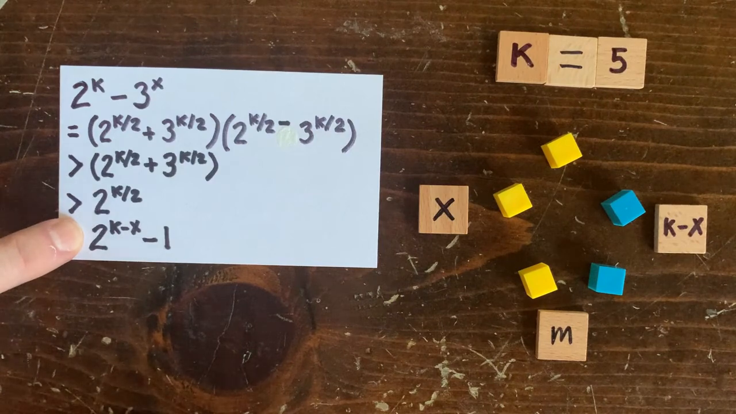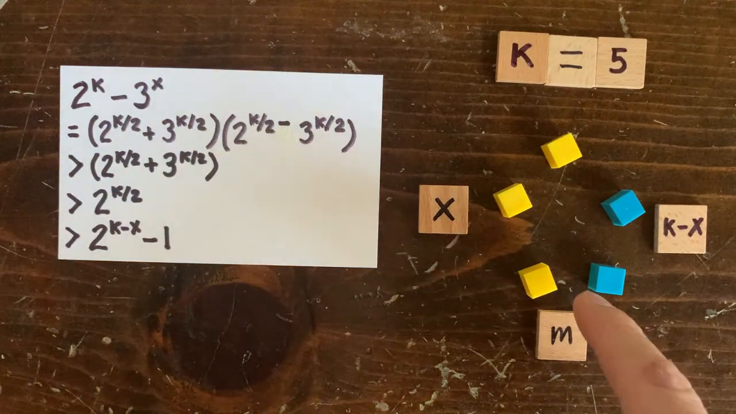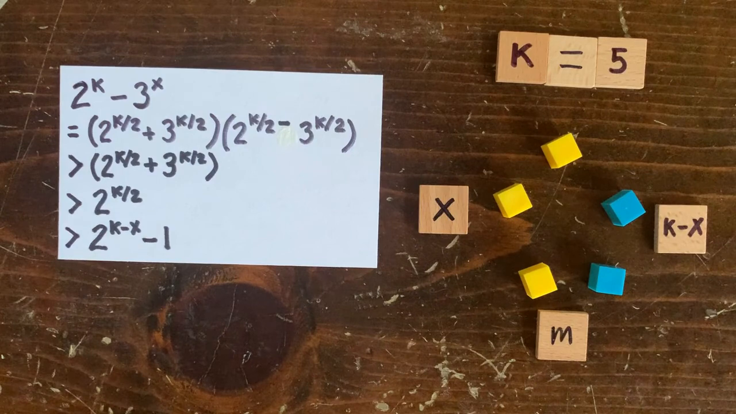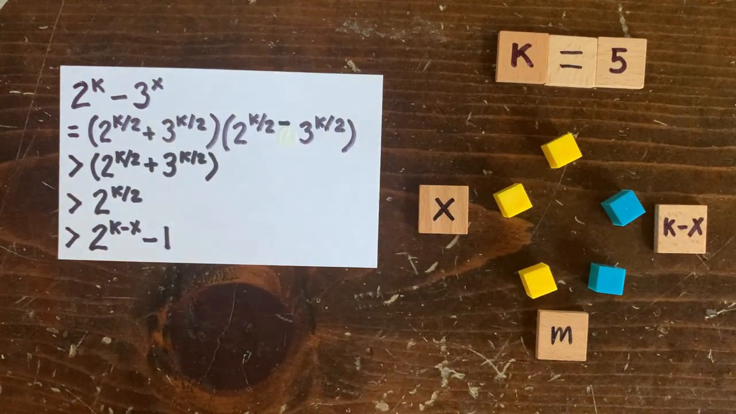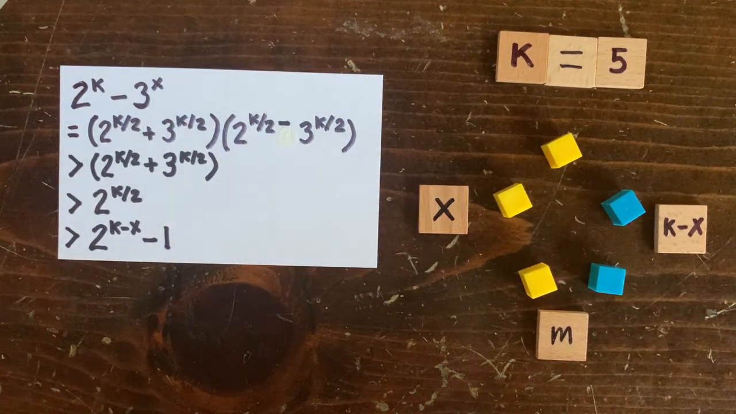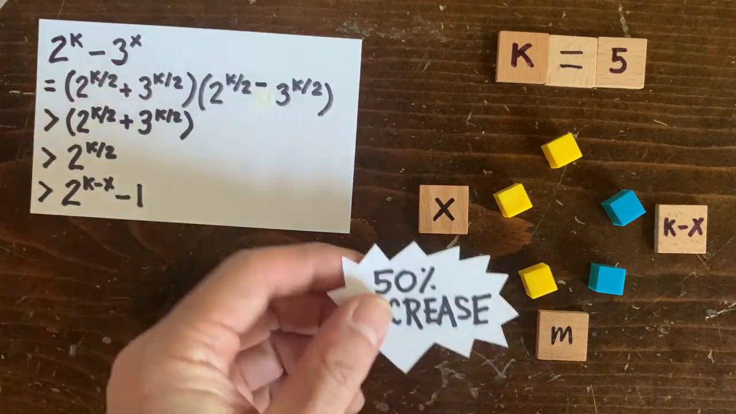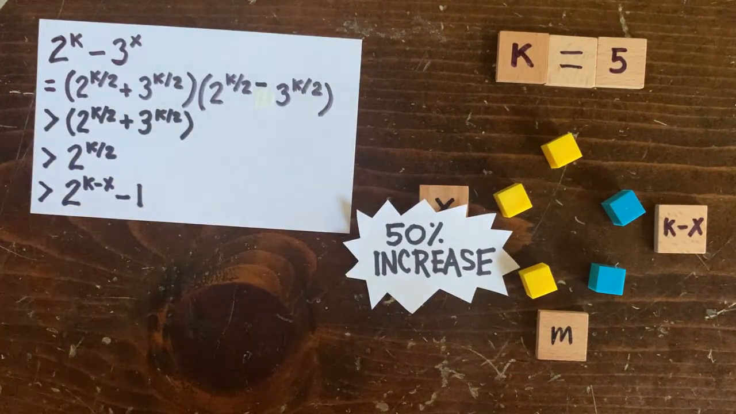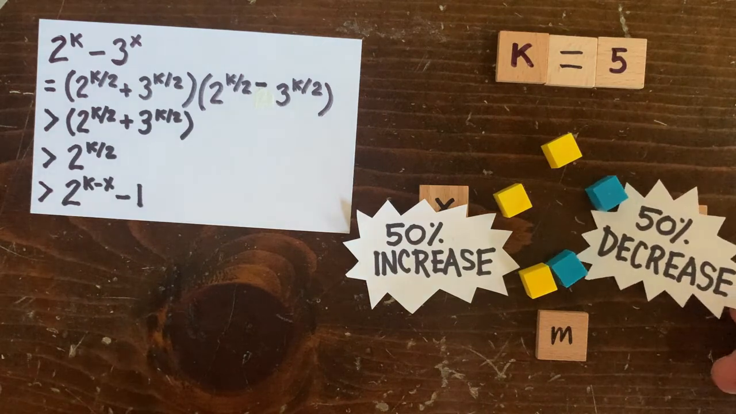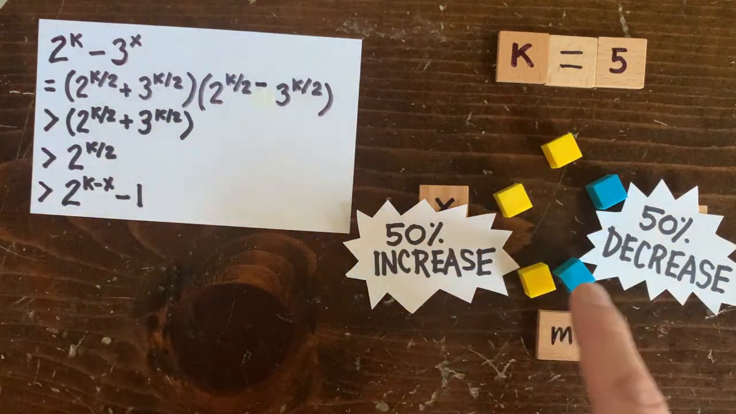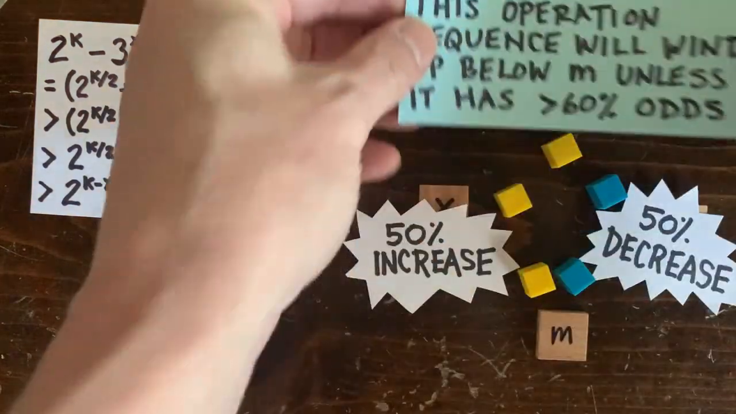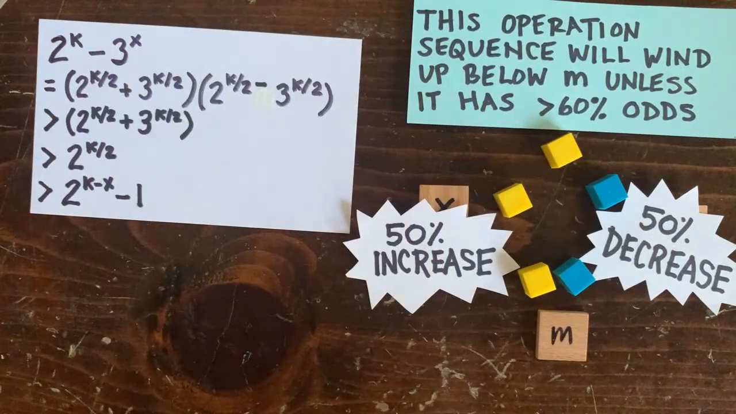That's because the number of blue blocks, k minus x, is less than half of the total number of blocks, k over 2. In a valid integer circuit, we need more yellow blocks than blue ones, otherwise we'll wind up lower than where we started. Remember, if a store increases prices by 50% one day, then decreases them by 50% the next day, the price goes down. So we need more price increases than decreases for the price to eventually return to its original value.